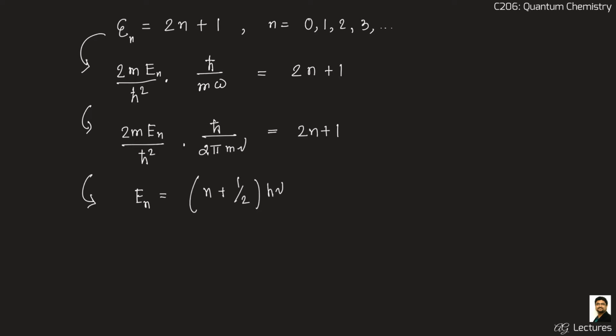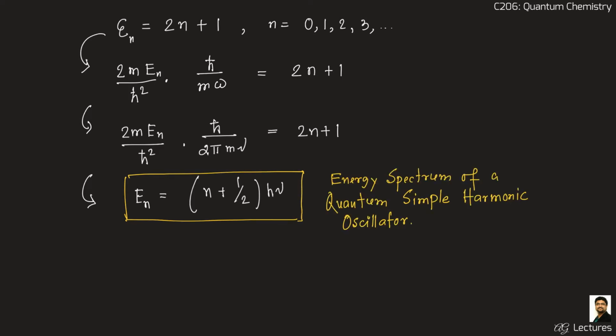So we finally get the very important result, the energy spectrum of a quantum simple harmonic oscillator. Here the lowest energy, which is given by n equals 0, which is half h nu, is also called the zero point energy.